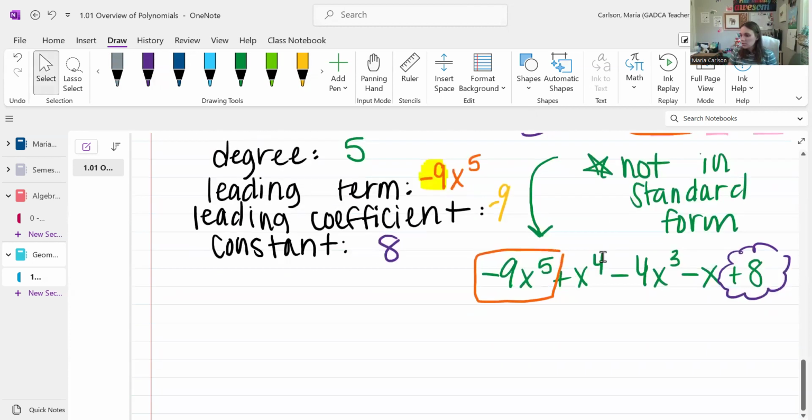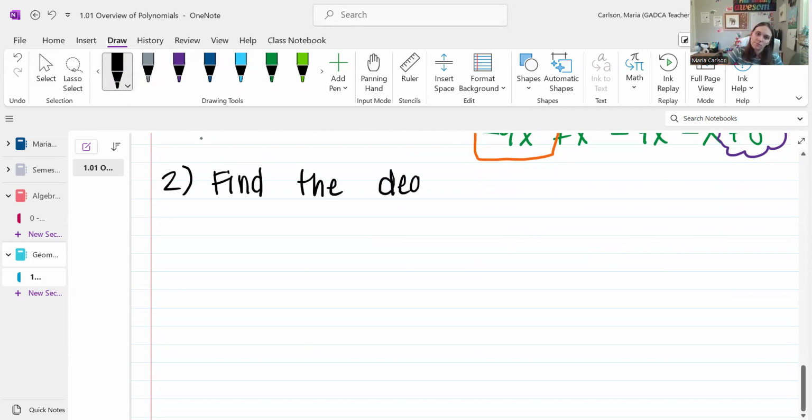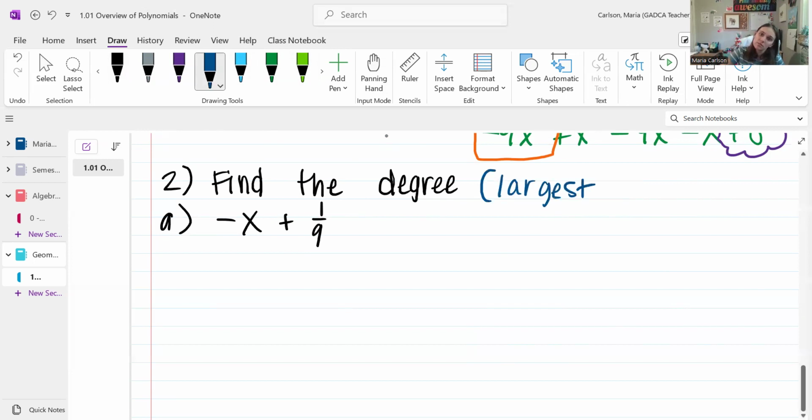All right. Our next example, I want us to find the degree of a couple polynomials. So we are going to find the degree. So the first polynomial we're going to find the degree of is negative x plus 1/9. Looking at this polynomial, remember the degree is always the largest exponent. And I don't see an exponent on our first example. I just see negative x. This is, remember, negative x to the first power. So our degree for this is 1.